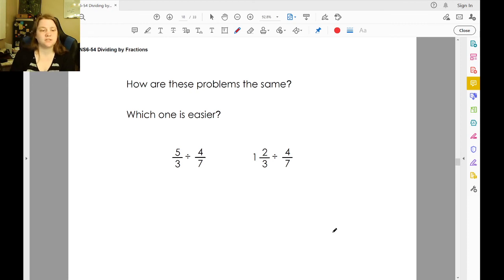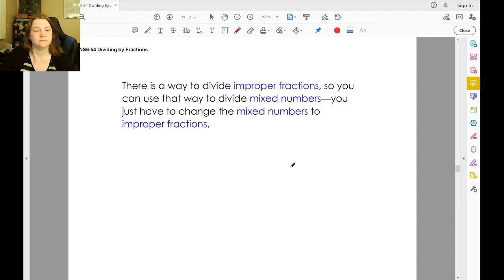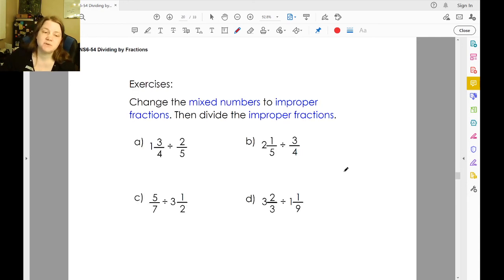Now, take a look at these questions. These are the same because these two fractions mean the same thing. Which one is easier to work with? The improper fraction. You have less things to worry about. Here you have a whole number and a fraction divided by. Here you just have an improper fraction. So we always want to make sure that we are using an improper fraction instead of a mixed number. So let's change the mixed numbers to improper fractions and then divide.